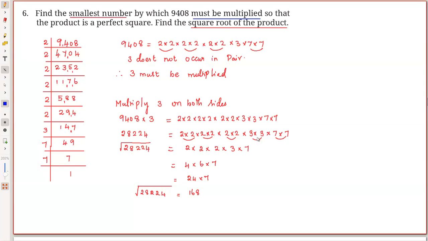So now everything is having a pair. From each pair, we can take one number. From this pair, 1. Here 1, 2, here 3, here 7. You take it, you multiply it. So you'll be getting 168. The square root of 28,224 is 168.